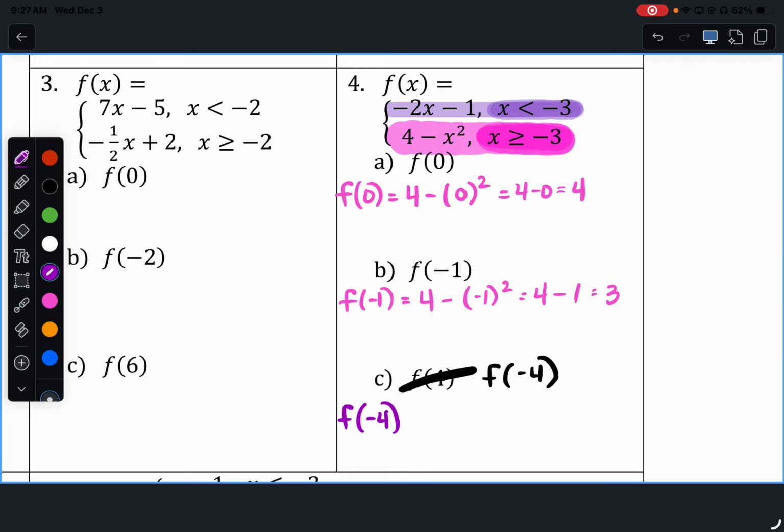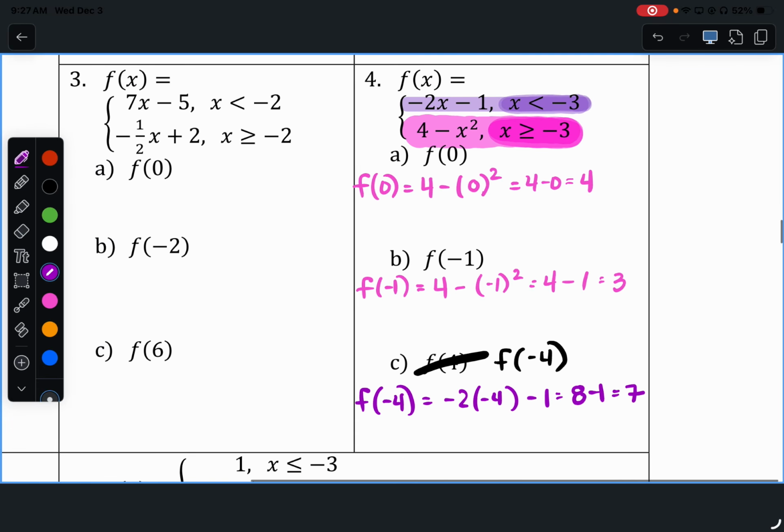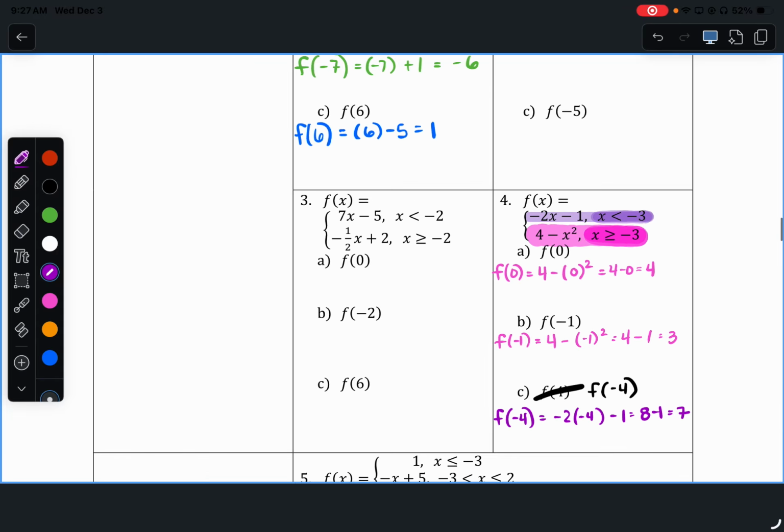And we are going to look at... No, we are doing number 3. Okay. So for number 3, I want us to look at C together, just so we can look at it. Okay. So we have 2 equations. We have 7x minus 5 when x is less than negative 2. And we have negative 1/2 x plus 2 when x is greater than negative 2. We're going to do C together.